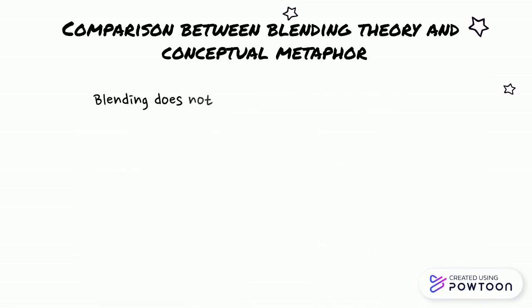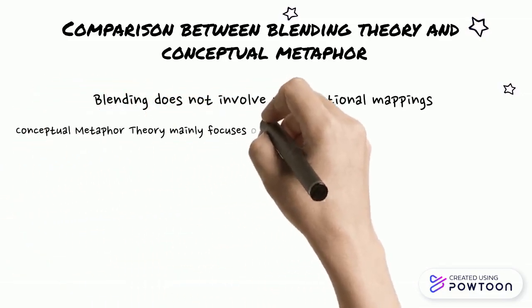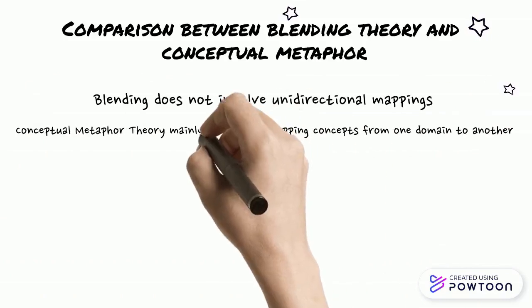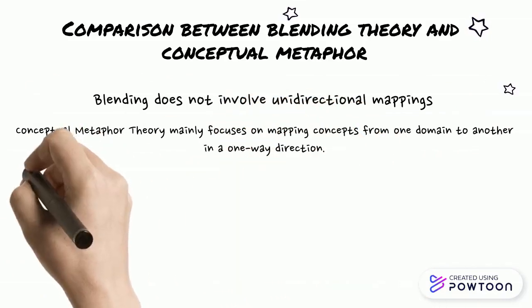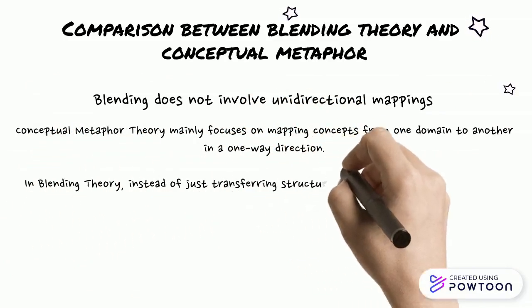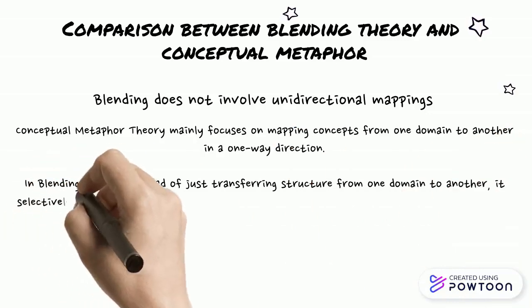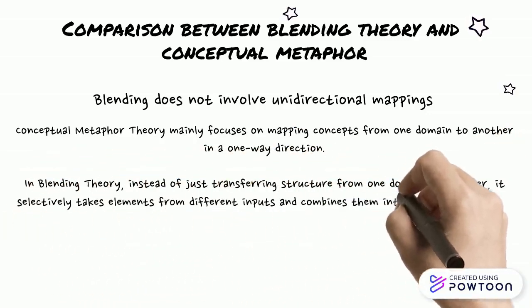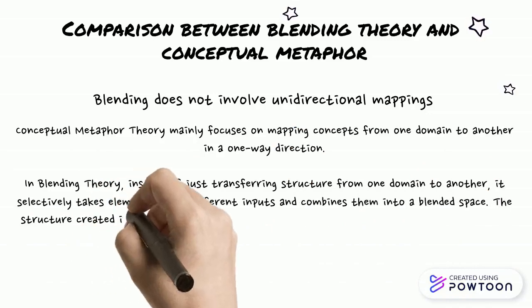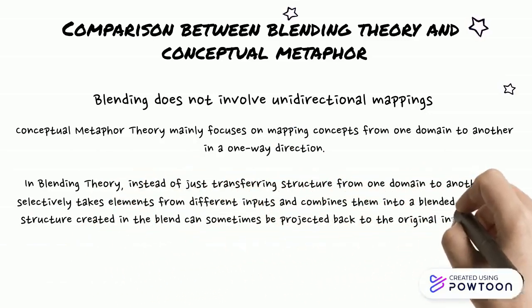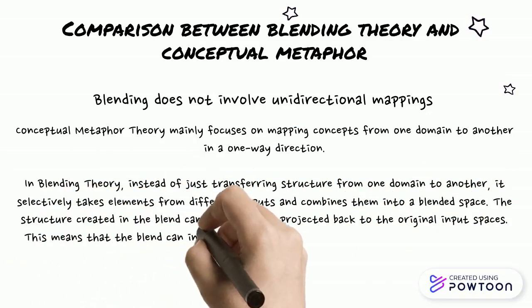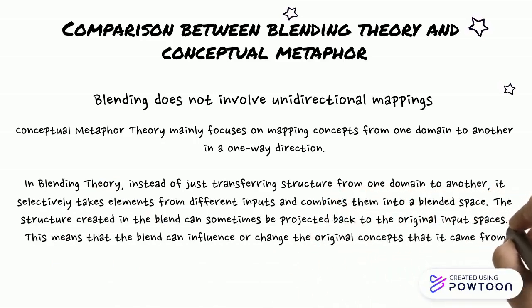The next is, blending does not involve unidirectional mappings. Conceptual metaphor theory mainly focuses on mapping concepts from one domain to another in a one-way direction. In blending theory, instead of just transferring structure from one domain to another, it selectively takes elements from different inputs and combines them into a blended space. The structure created in the blend can sometimes be projected back to the original input spaces. This means that the blend can influence or change the original concepts that it came from.